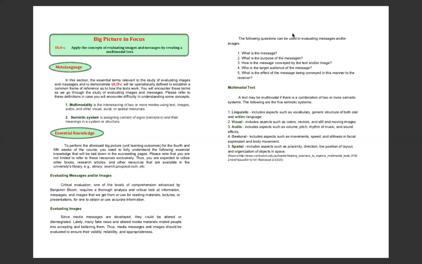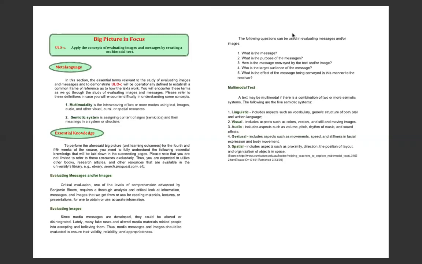First, you have to know what is the message. And then you have to ask, what is the purpose of the message? And then, how is the message conveyed by the text and or image? And then you also ask, who is the target audience of the message? It is very important that when you know the purpose of the message, you also have to know who the audience of the message are. And what is the effect of the message being conveyed in this manner to the receiver? So these are the guide questions that you have to ask when you evaluate a message or an image.